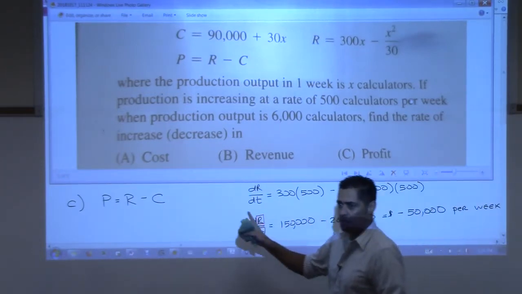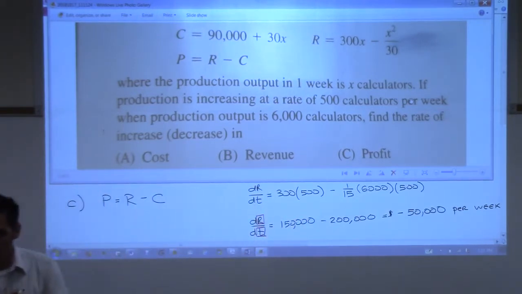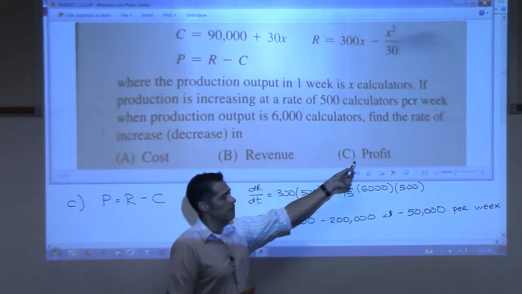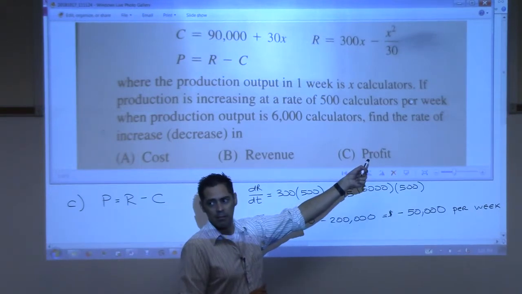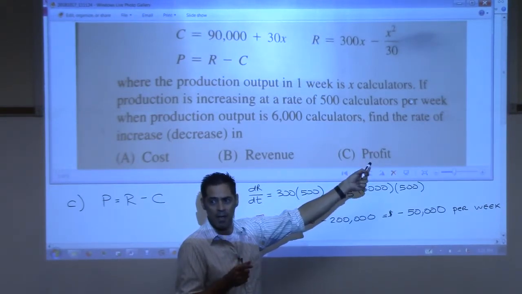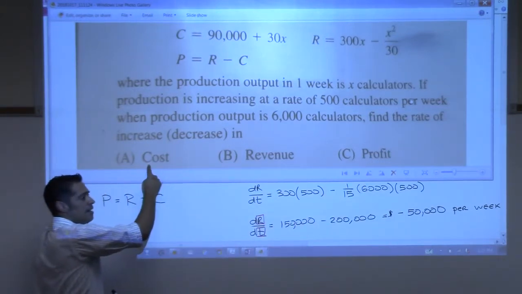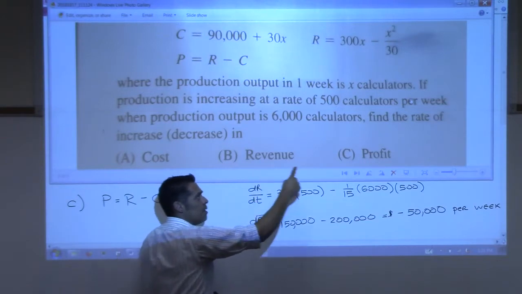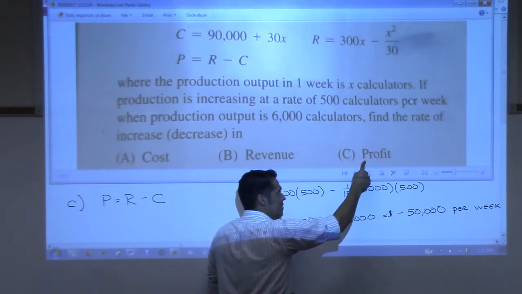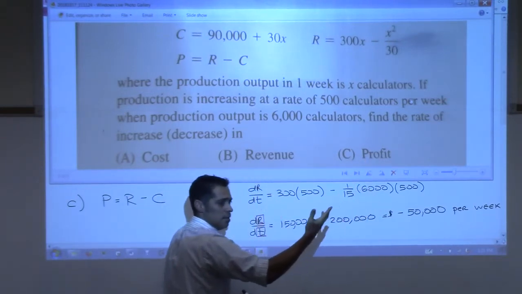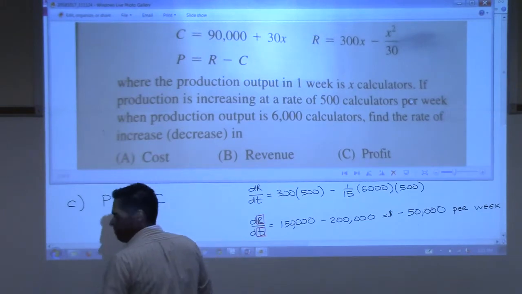That's what this is, right? Now see if you can follow this. This is a little bit weird. What am I looking for in part C? Profit. Not profit. The rate that profit's changing with respect to time, right? So like this one we wanted dc dt, here dr dt. Here we want dp dt, right? That's what we want? Okay, so let me write that down.